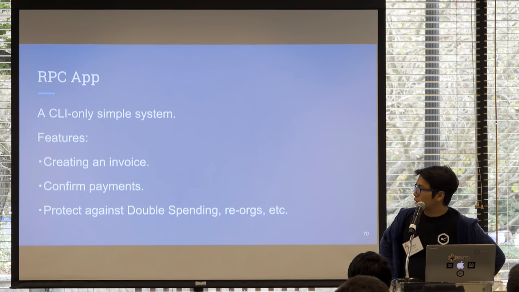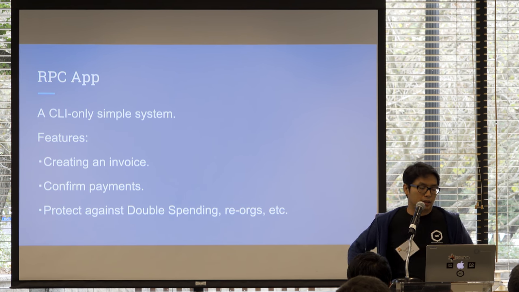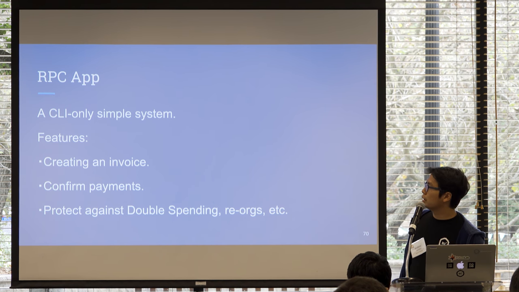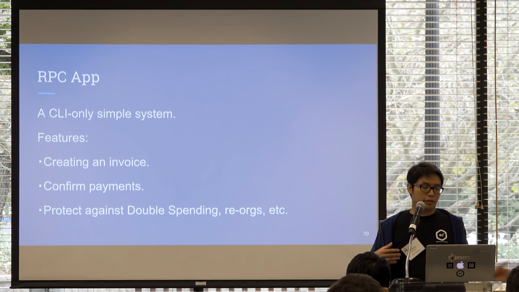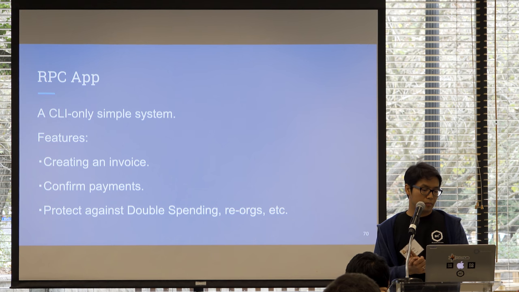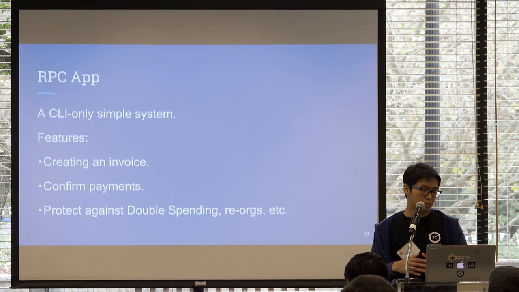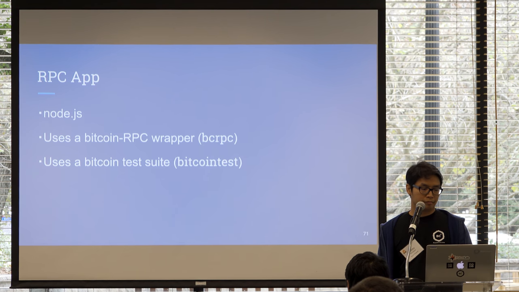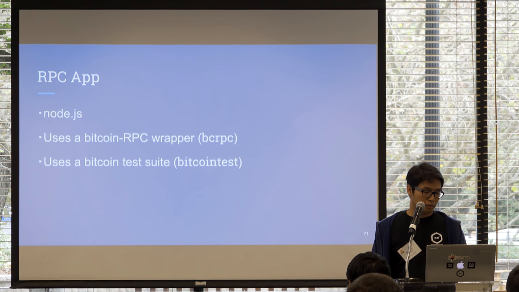So about the RPC app, it's a CLI-only, simple system. Basically, it creates an invoice and confirms the payments, and you have to fix it to make it do so, but it protects against double spending and stuff. And it uses two different libraries. The important ones are a Bitcoin RPC wrapper just for the commands, and then there's a test suite as well.